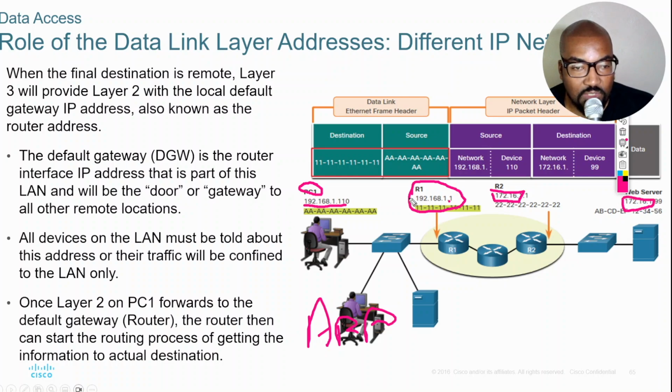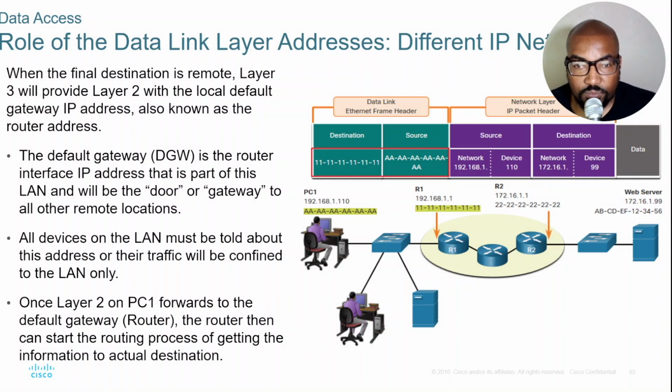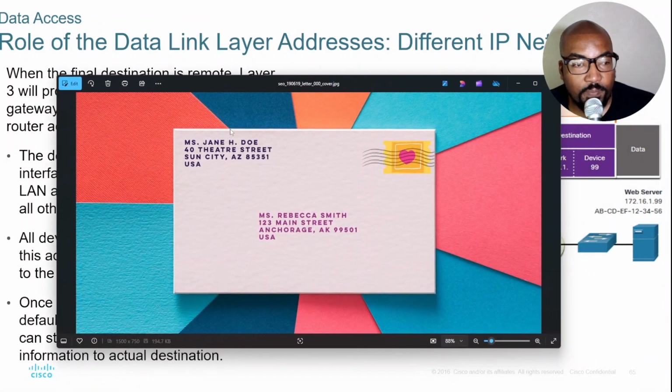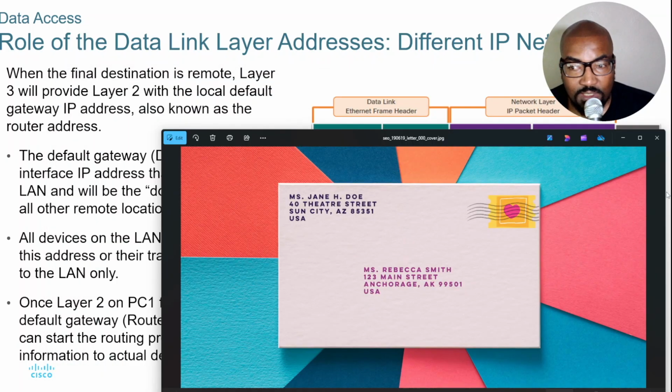So essentially, how does it know to get to this web server? When PC1 sends information to this web server, how does it know that it's in a completely different network? I'll ask you this question. When you mail off a letter, how does the post office know that the destination is not in the same city?